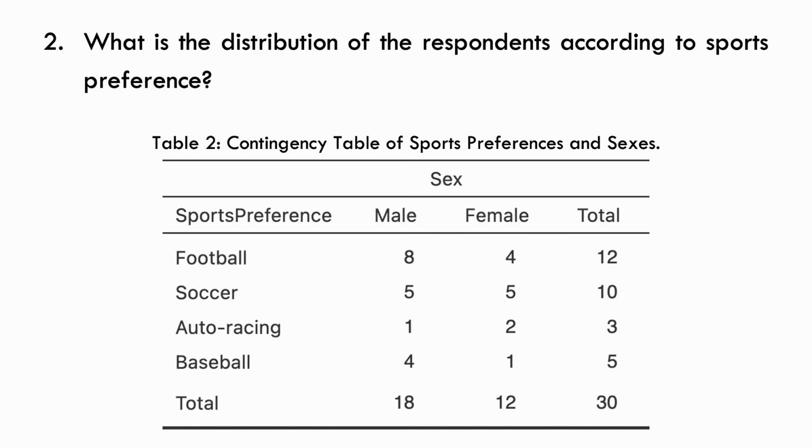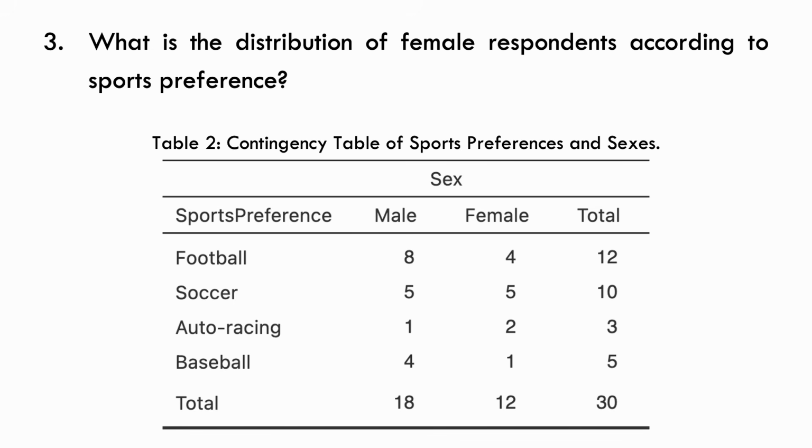This time, we look at the row marginal totals because sports preference is in the rows. Therefore, the distribution according to sports preference is 12 who prefer football, 10 who prefer soccer, 3 who prefer auto racing, and 5 who prefer baseball. We can also observe that football is the most preferred sport in this dataset, with 12 respondents.